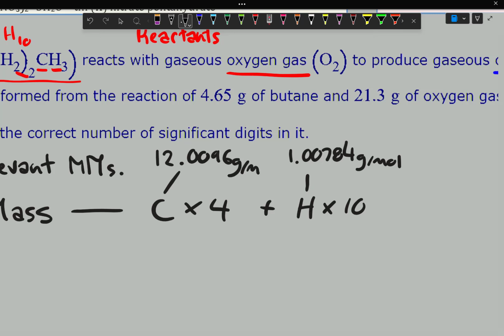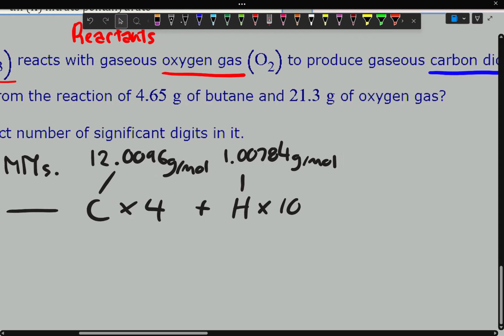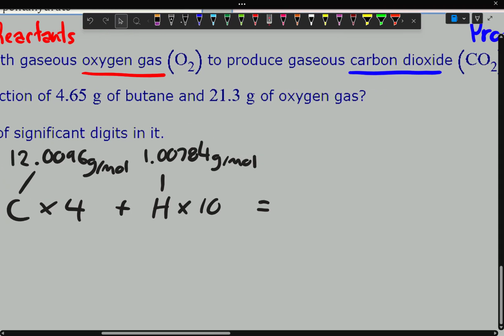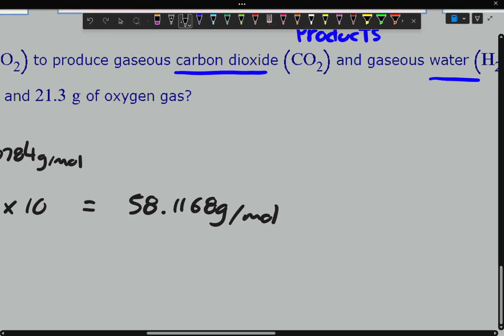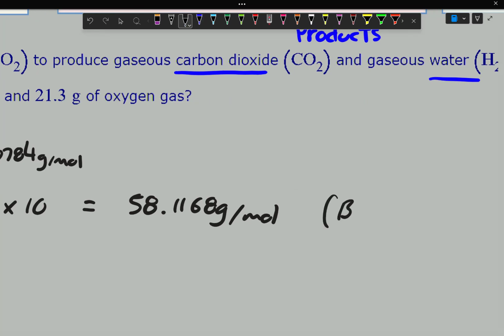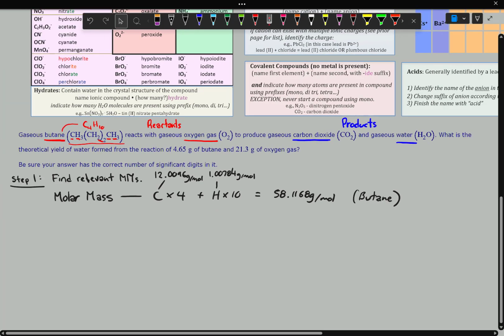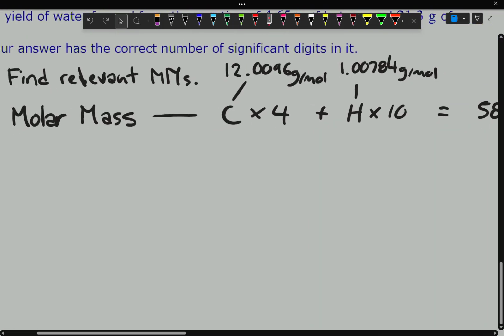So our carbon is 12.0096 grams per mole according to ALEKS, and if we multiply those together, we get that the molar mass of butane is equal to 58.1168 grams per mole. Sorry, I should label things a little better. This is butane.